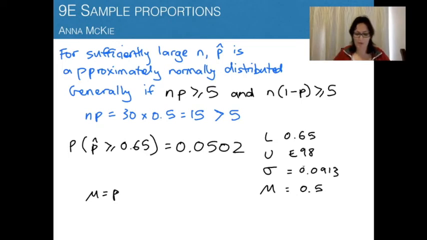I'm going to tell you the answer, and we're going to go across and check: 0.0502. And what percent is that? That's about 5%. And remember from that graph, that's what we expected. We're just going to plug it in.